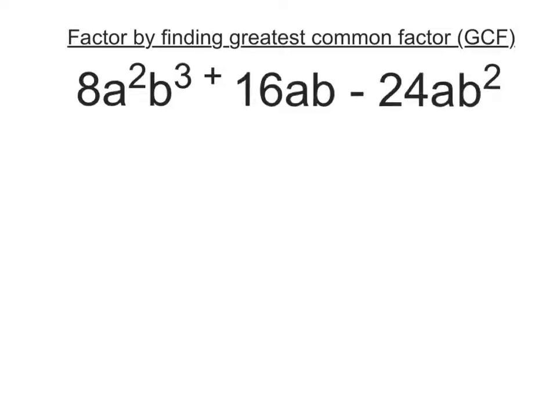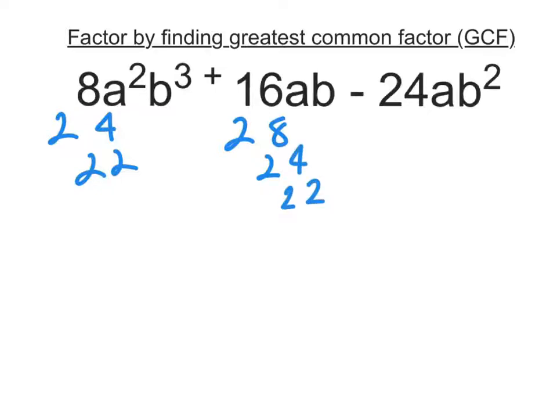So we're going to need to factor this expression by finding the GCF. We'll start with a little prime factorization looking at the coefficients. So we're going to start with 8. We know that 8 factors into 2 and 4, and then 4 can factor into 2 and 2. 16 factors into 2 and 8, and then 2 and 4, and then 4 factors into 2 and 2, and then finally 24 factors into 2 and 12, 12 factors into 2 and 6, 6 factors into 2 and 3.